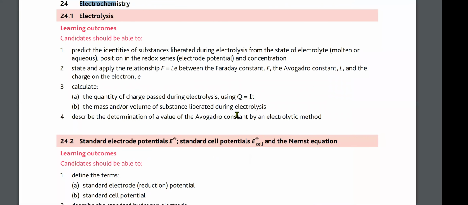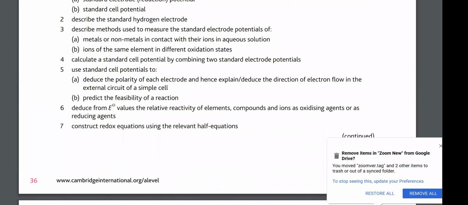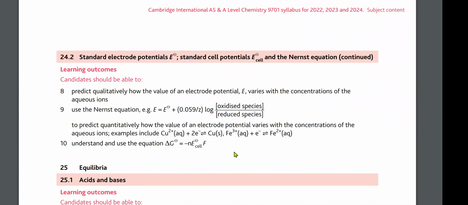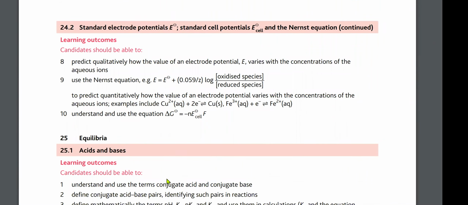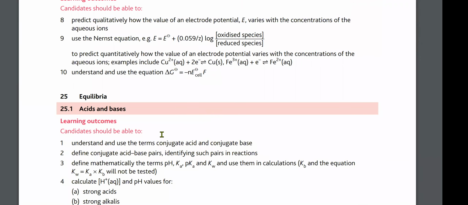F is equal to IT, Q is equal to IT, we did that. Standard electrode potentials, we did the Nernst equation, we did most of it. We did this Nernst equation, yes. So this one is new. Did you do that? I mean, the Nernst equation.